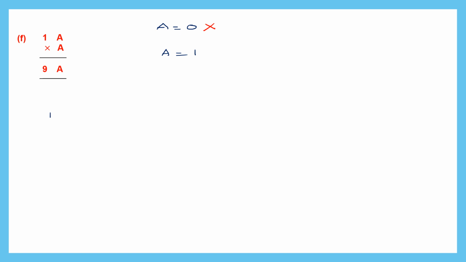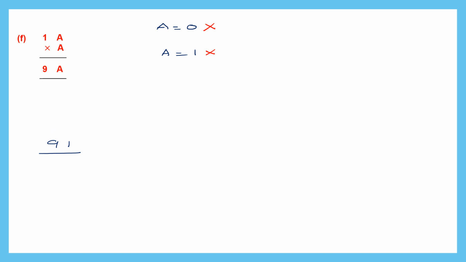So let's try that. A is 1. 1A into A, again A is 1, should give us 9A, which is 91. Now here we have 11. 11 ones are 11 and not 91. So A cannot be 1 also. So cross it out, A is not 1.